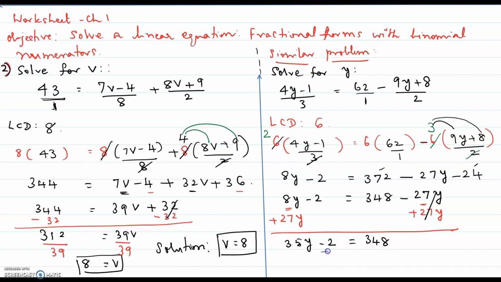Now you add 2 to both sides. That will be 35y equal to 350. So divide both sides by 35 to isolate the y. So we will get y equal to 10.